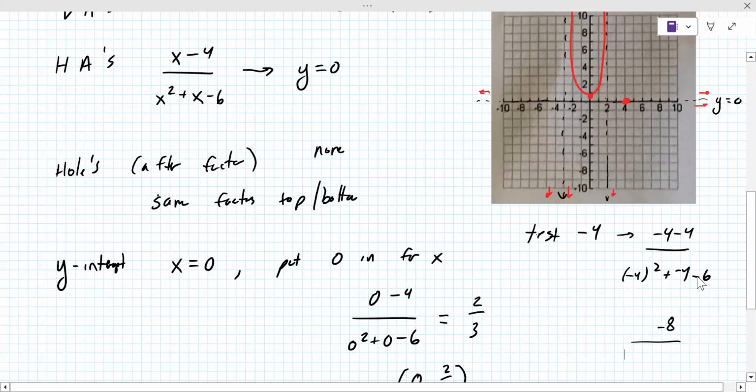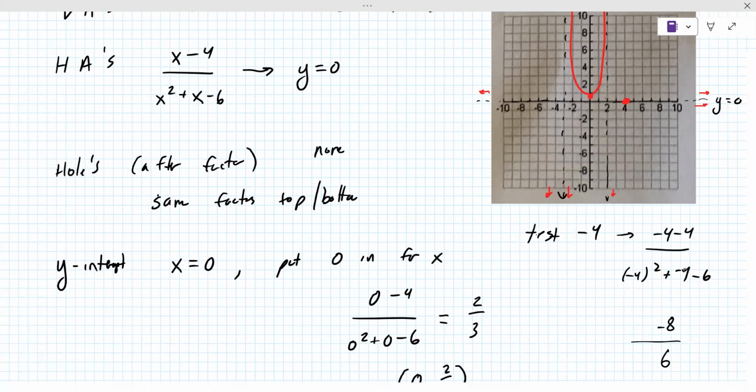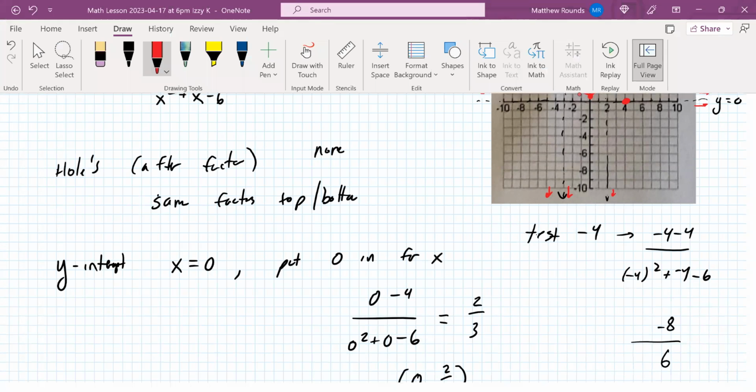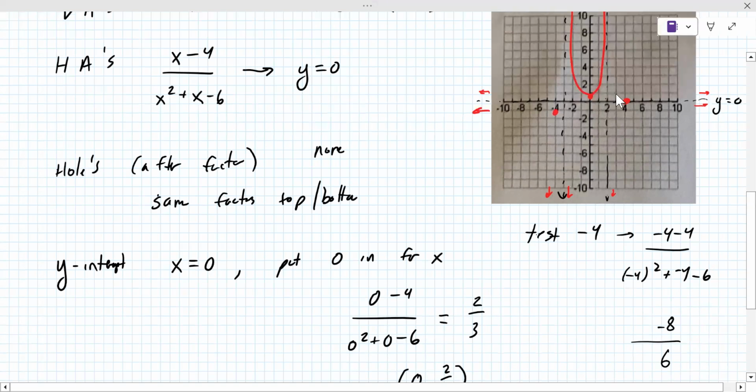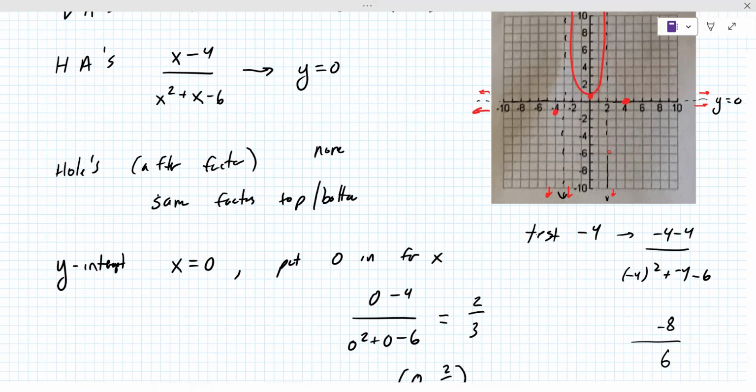So what did I say? 10. So over 6. So notice that this is a negative number, -4/3. So that point, you need that point in the graph here. It's (-4, -4/3). So somewhere like there. And like I mentioned, they generally don't cross the horizontal or the vertical asymptotes. So it actually starts down here and looks like that there.